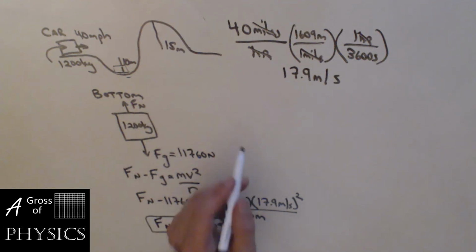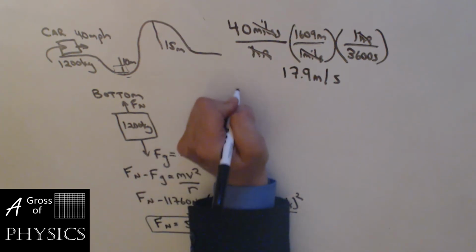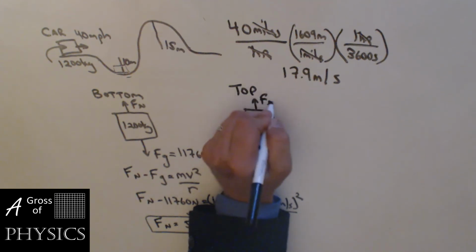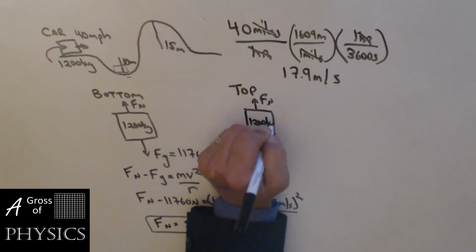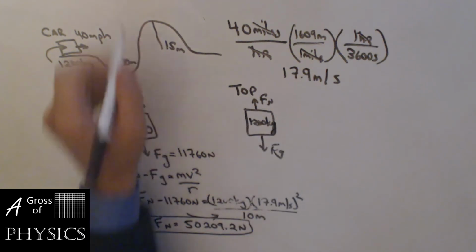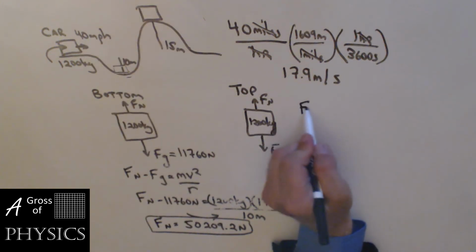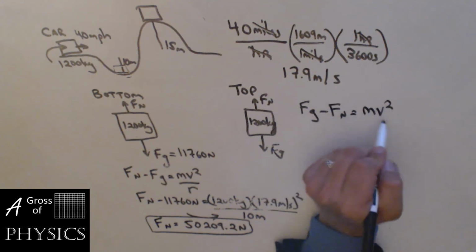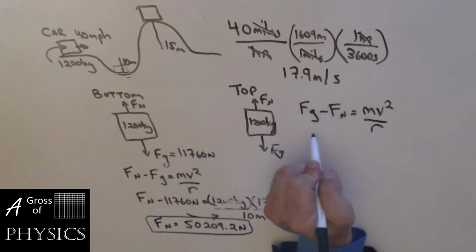At the top, it's going to be slightly different. The free body diagram is going to look the same. In fact, if I draw the top here, normal force up, gravity down, 1,200 in the box. But now if we're sitting at the top of the circle, gravity is the one that's going to be inward, so that's going to be my positive. So Fg minus Fn equals mv squared over r.